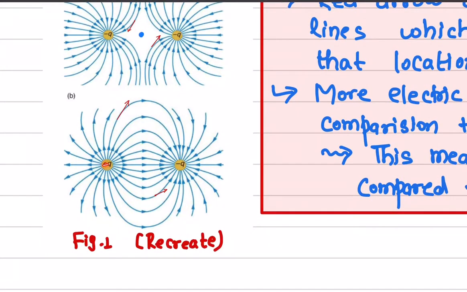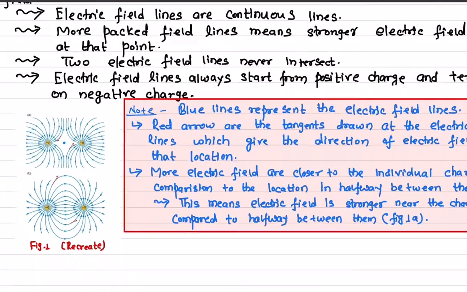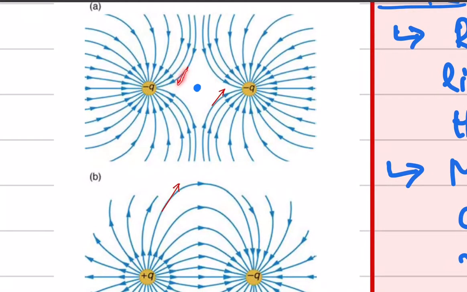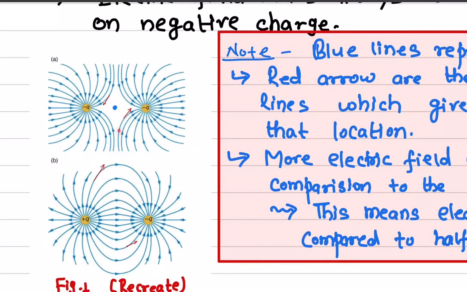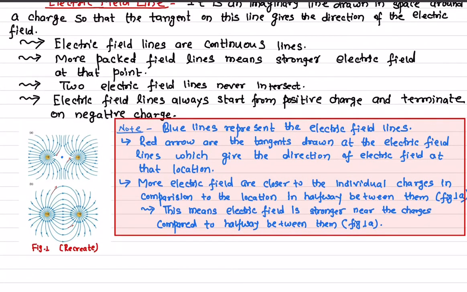And the electric field lines always start from positive. They always originate from a positive charge and terminate on a negative charge. So these are the important concepts about the electric field lines. Again, as I mentioned here, the red arrow tells you the direction of the electric field. The arrow gives you the direction, and if you draw the tangent at that point, that gives you the direction of the electric field.